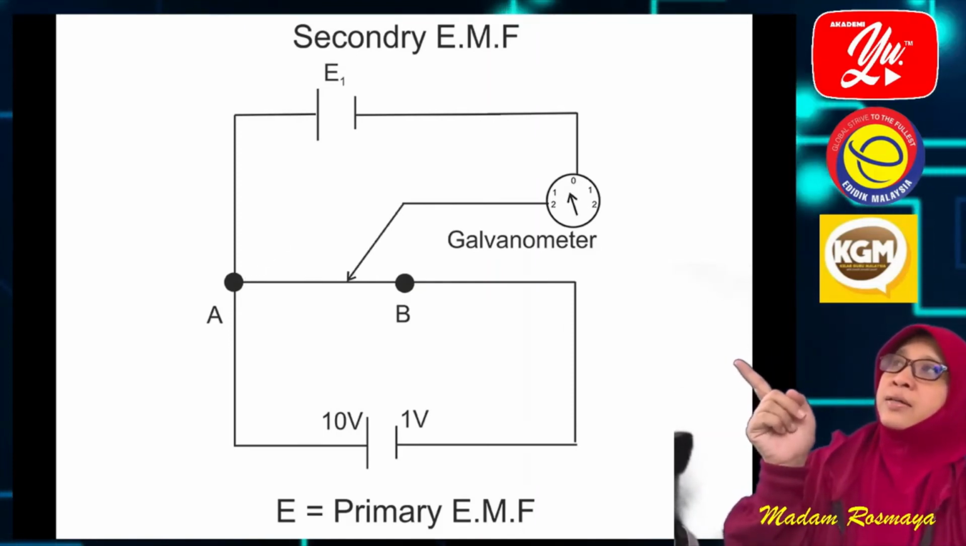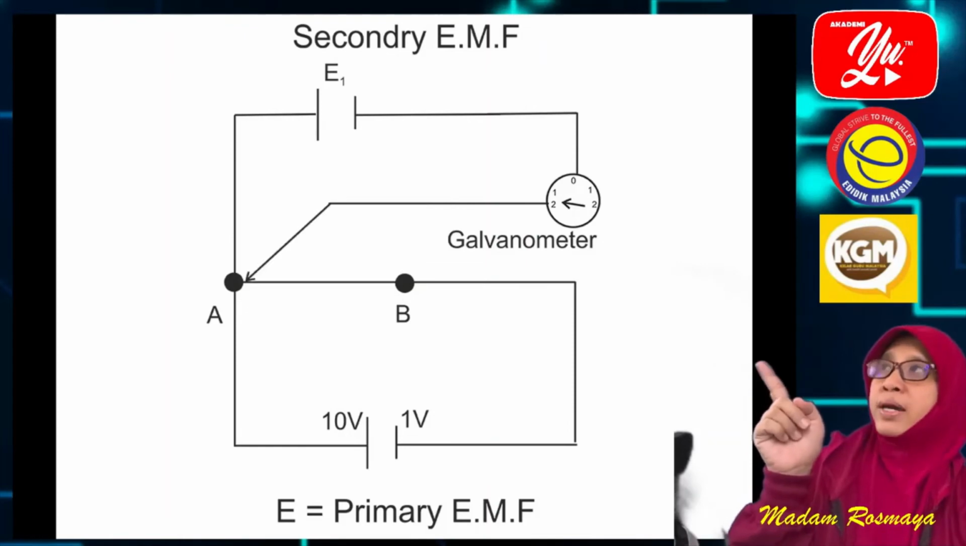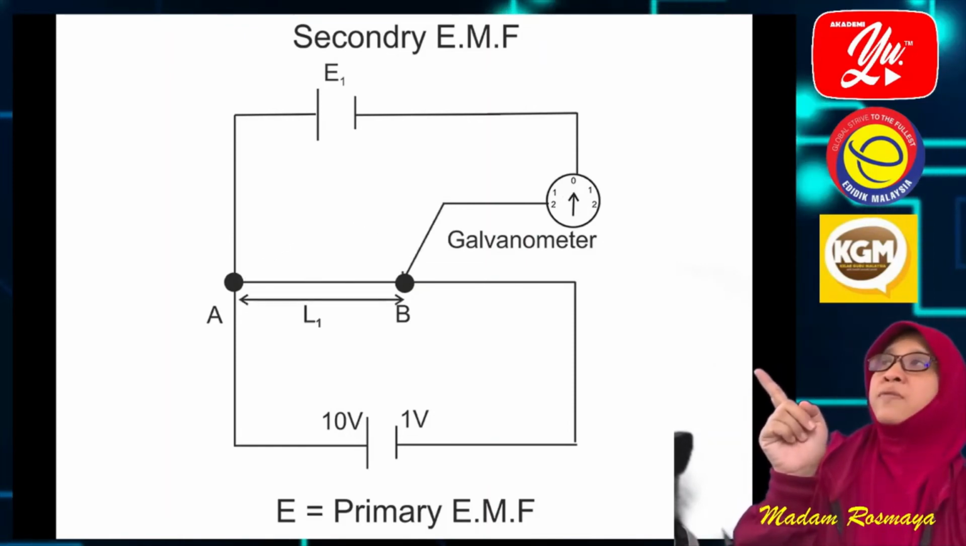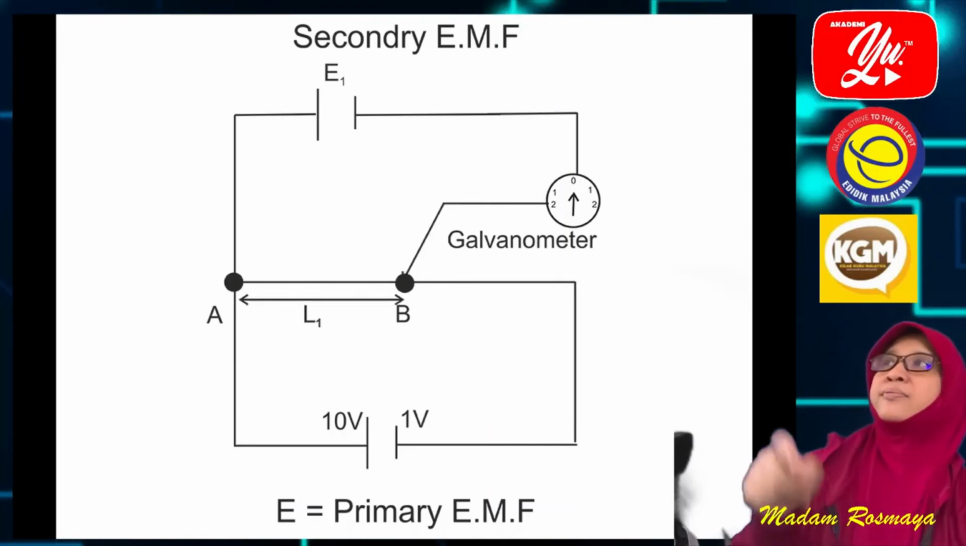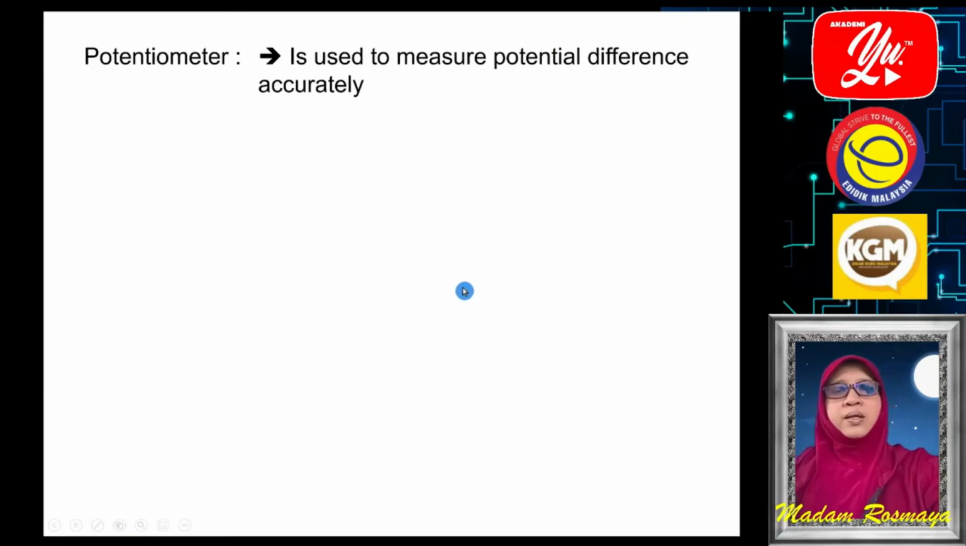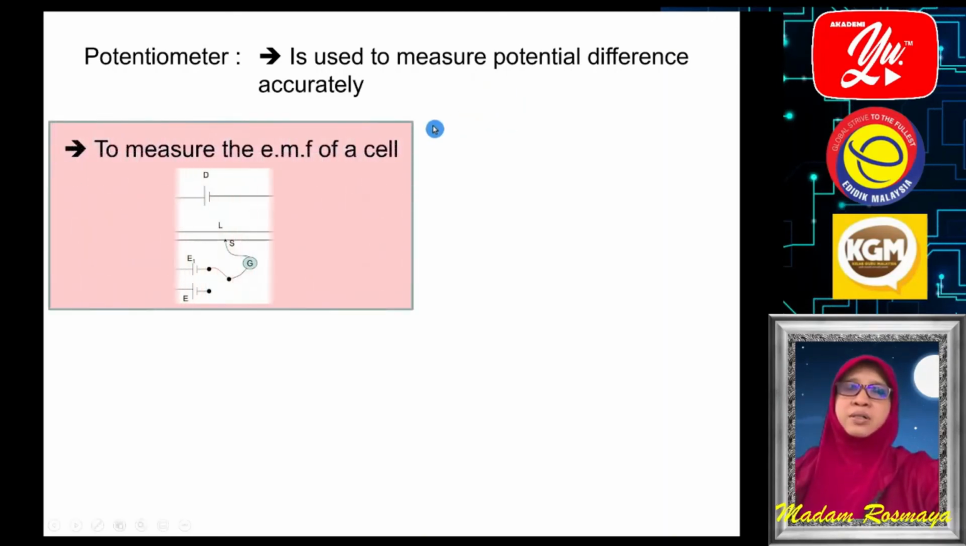So we slide the slider S along the wire until the pointer of the galvanometer shows zero reading. Then we get the length of the wire L1. The potentiometer is used to measure potential difference accurately, compared to using a voltmeter to measure the potential difference. So we can make adjustments to the potentiometer to measure the EMF of a cell.